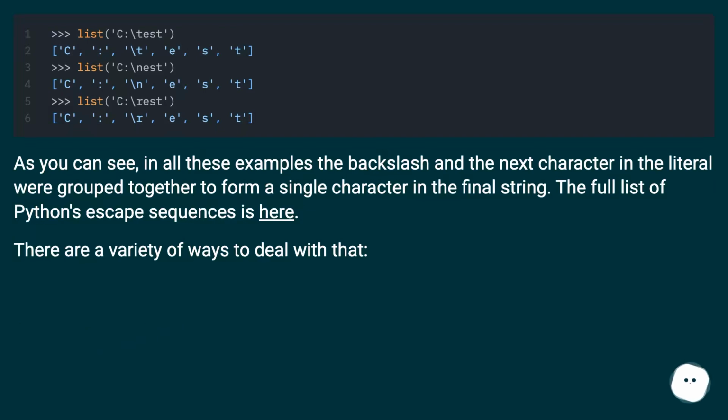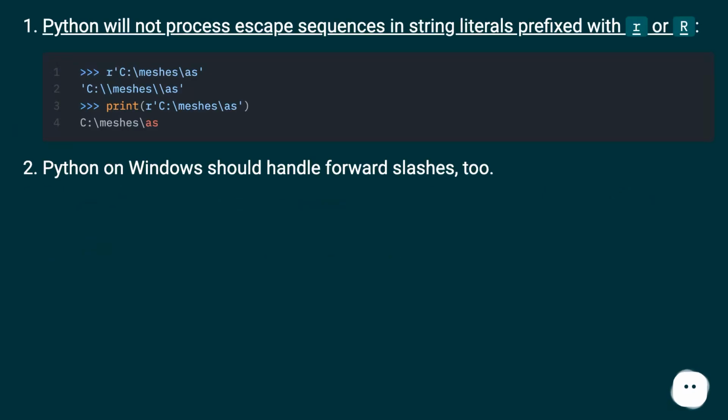As you can see, in all these examples the \ and the next character in the literal were grouped together to form a single character in the final string. The full list of Python's escape sequences is here. There are a variety of ways to deal with that. Python will not process escape sequences in string literals prefixed with r or R. Python on Windows should handle / too.